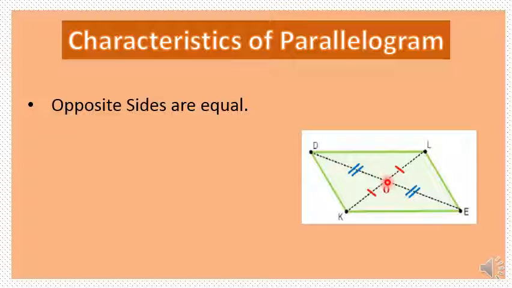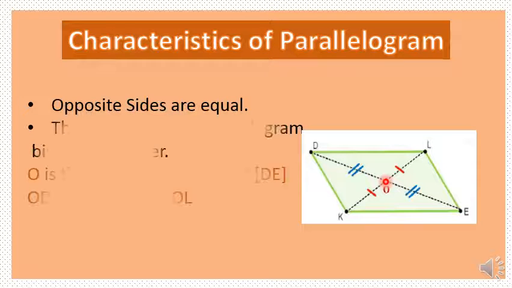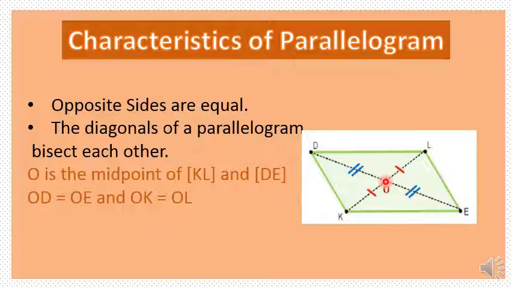O is the midpoint of DE. And OL is equal to OK. O is the midpoint of LK. Then O is a common midpoint between the two diagonals. Then we can say that the diagonals of the parallelogram bisect each other. Why? Because they intersect at the same midpoint, which is O.